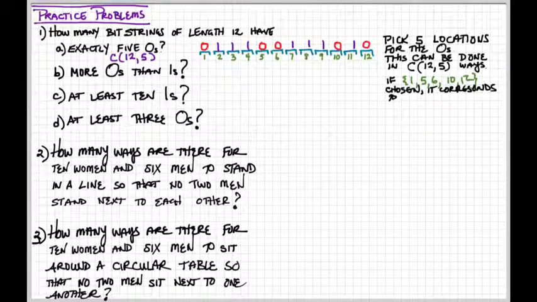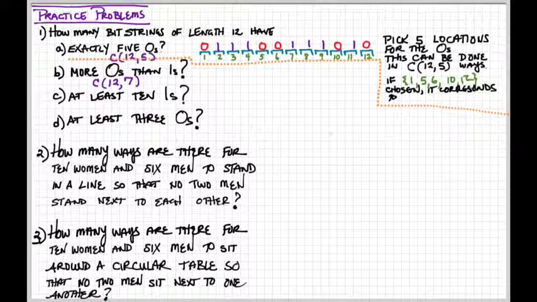For part B, we ask for how many bit strings have more zeros than 1s. Well, you're going to have to break this down into disjoint cases. That means you have either 7 zeros, 8 zeros, 9 zeros, 10 zeros, 11 zeros, or 12 zeros, and each one of those needs to be added separately. So when you have 7 zeros, there are C of 12, 7 ways to do it.